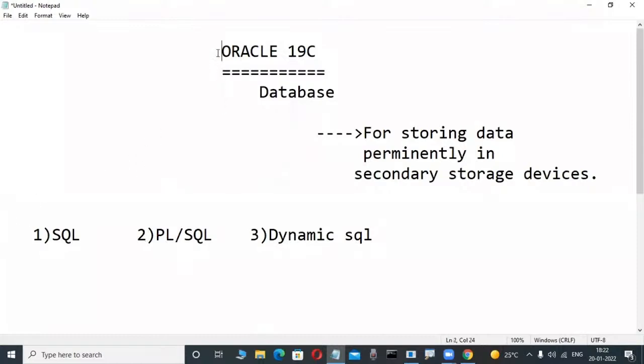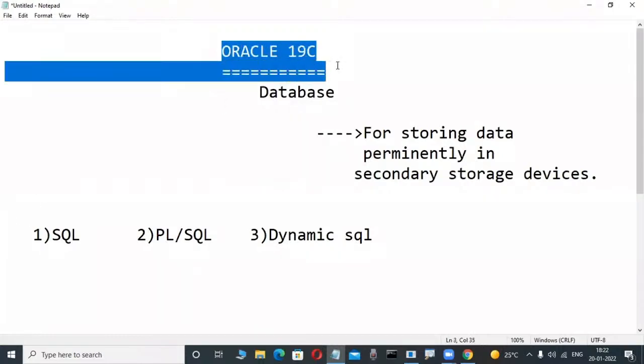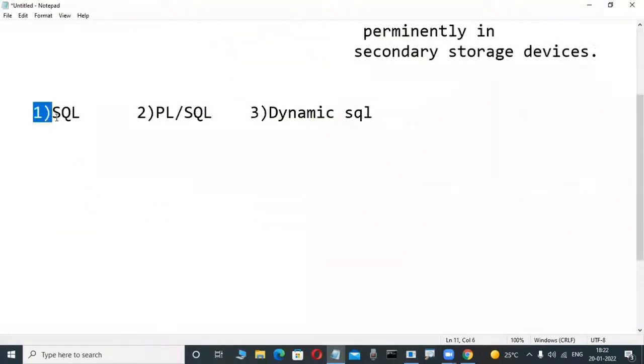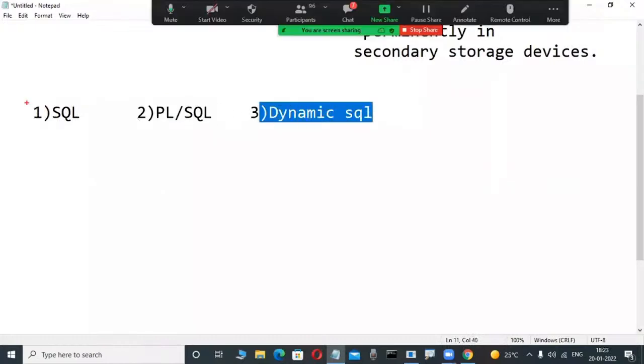That's why observe here, Oracle is a product from Oracle Corporation. If you want to operate this relational database product, which languages are we learning? One is the SQL language, another one is PLSQL, another one is dynamic SQL. These three languages we are learning in our course.